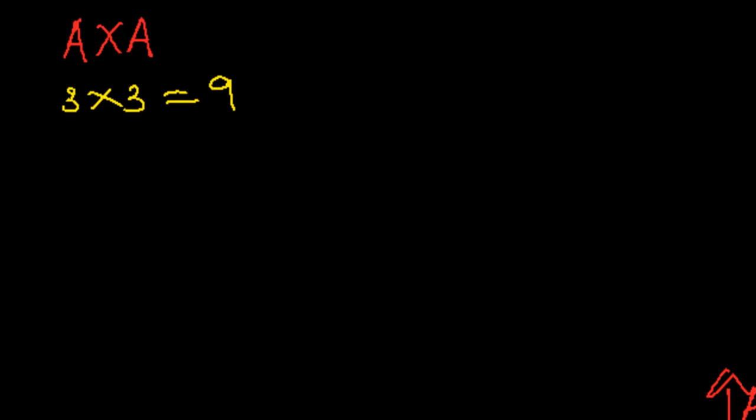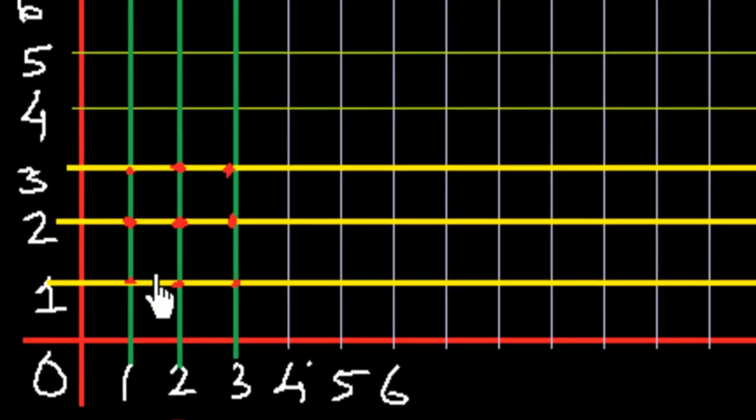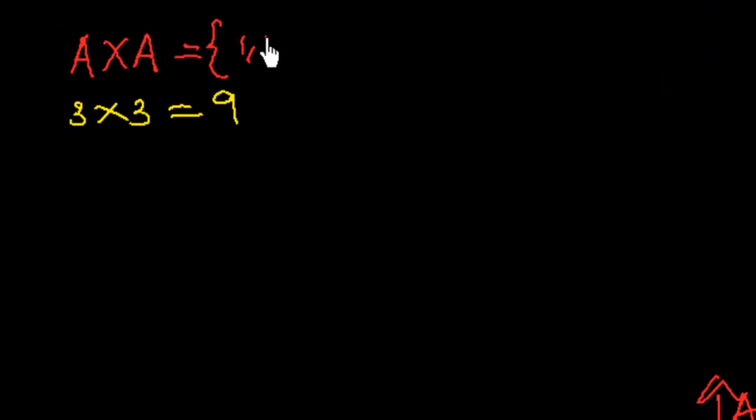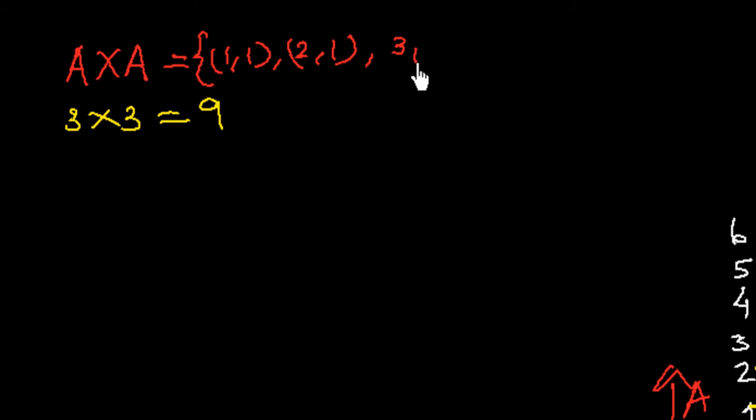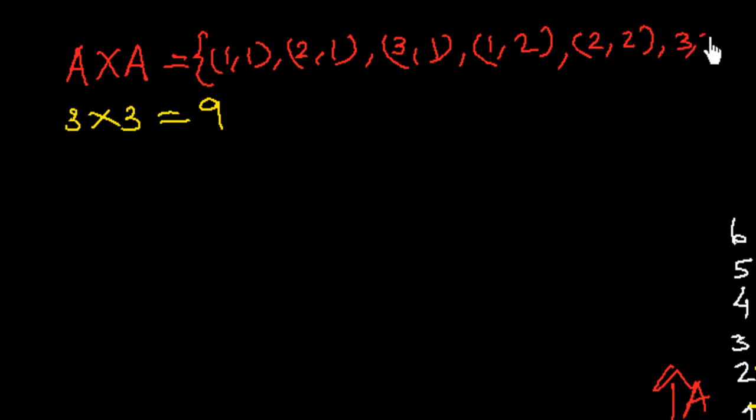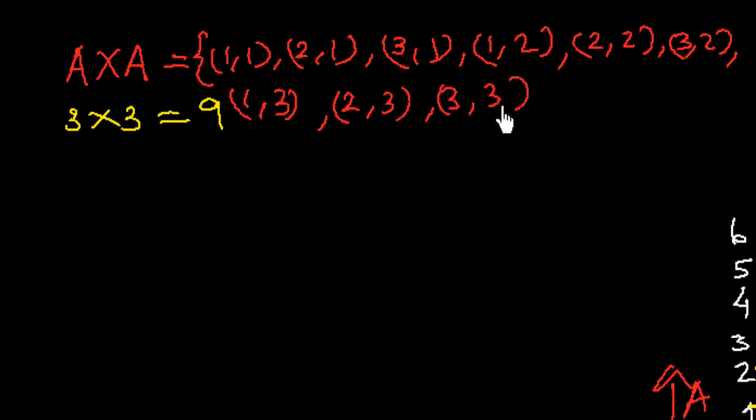So A cross A is equal to the coordinates of these points: 1, 1; 2, 1; 3, 1; 1, 2; 2, 2; 3, 2; 1, 3; 2, 3; and finally 3, 3. So 9 ordered pairs we have got here.